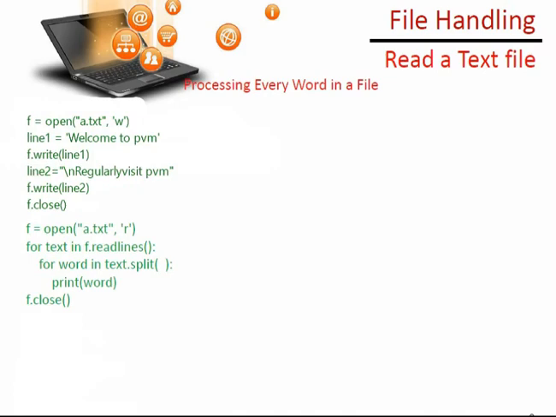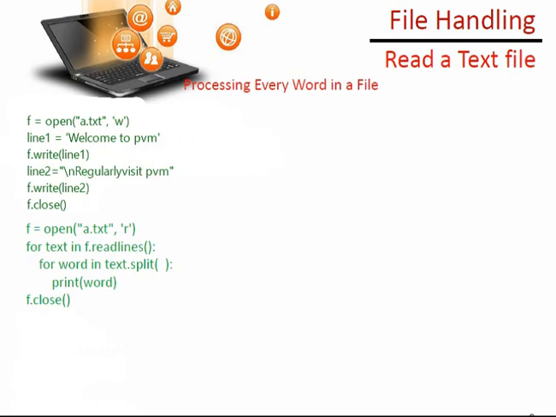So here we see that as we open the file, in line 1 we are saving welcome to pvm, and in line 2 we are saving regularly visit pvm. So we are writing in that line 2. Either I can use a variable or I can directly write the strings in the brackets of the function. There is no limitation. While reading, I am using a for loop. In a for loop, I am reading word by word. So first, for each line I am reading, in each line I am again running a word loop.